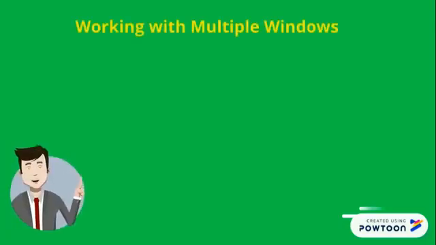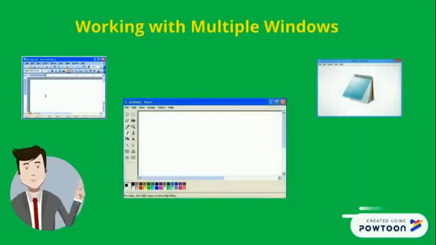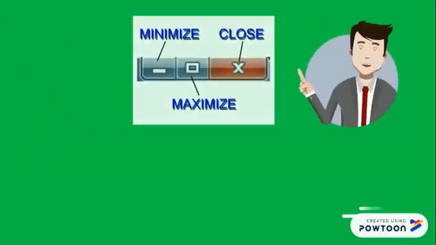Now, working with multiple windows. On the computer, you can open multiple program windows to work. For example, you can open 3 windows, MS Paint, Word and Notepad. But you can work in a single window at a time, so you need to switch among them.